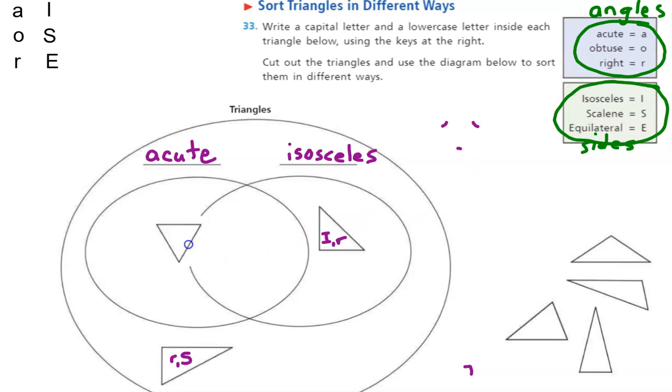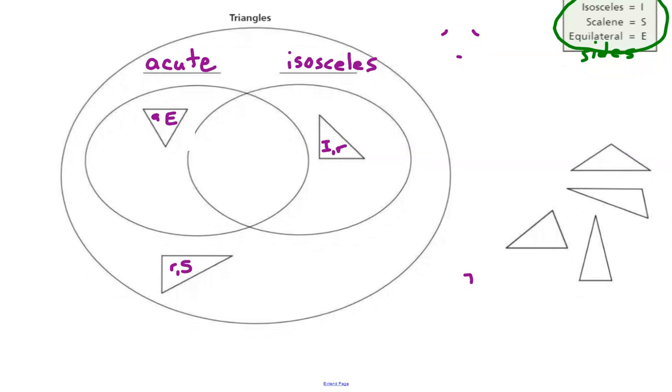So because this is an acute triangle, it can land right over here, and I'm going to now label it with an A for acute, and then also I'm going to label it with a big E because it is equilateral.